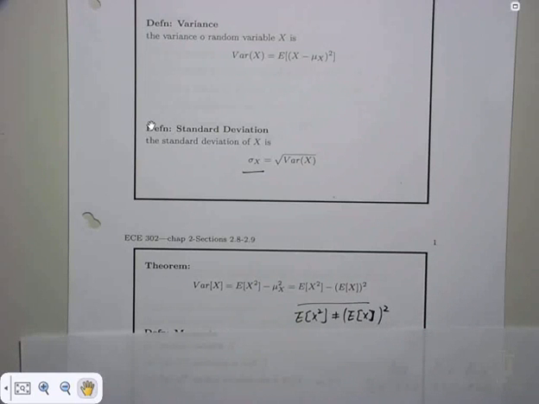So that's a big error, and you're responsible for not making big errors. So don't ever apply that. E is a linear operator, but it doesn't smoothly go through quadratics. In fact, it definitely doesn't apply. You can't take the square of your E of X and get E of X squared. It's a big error. Okay. It's great.